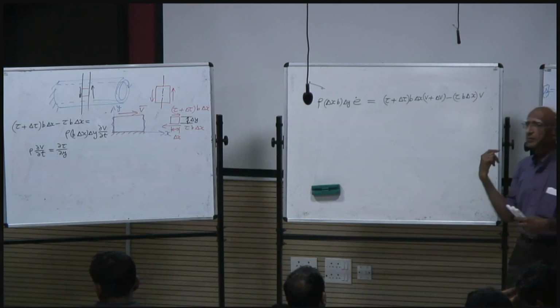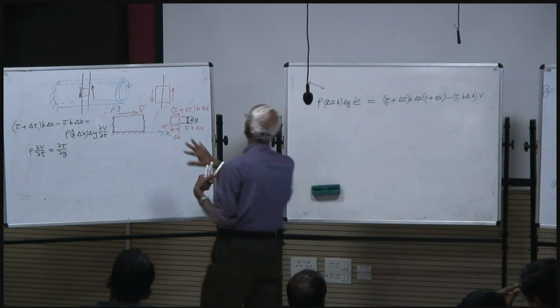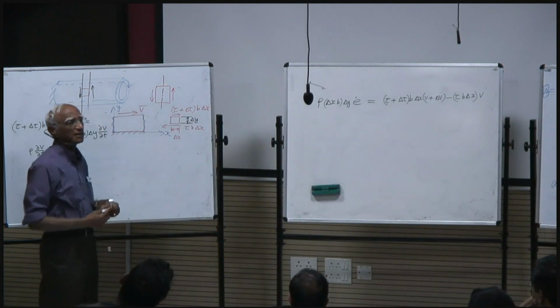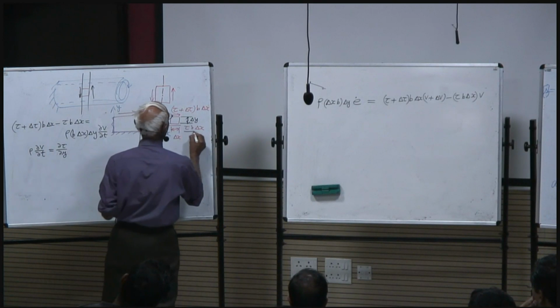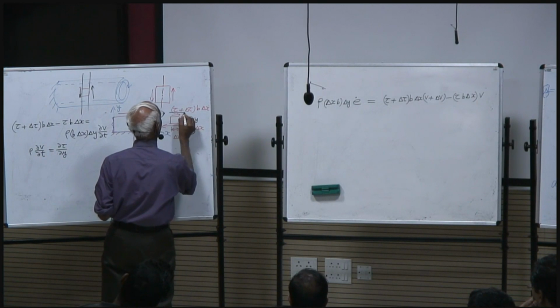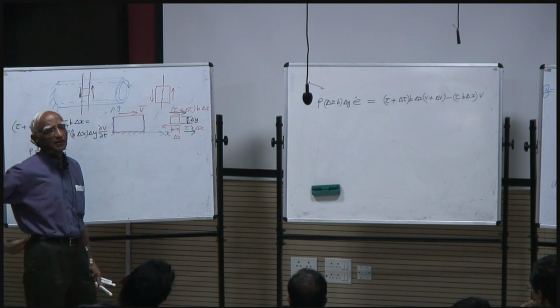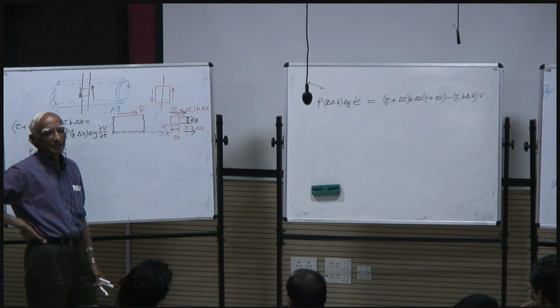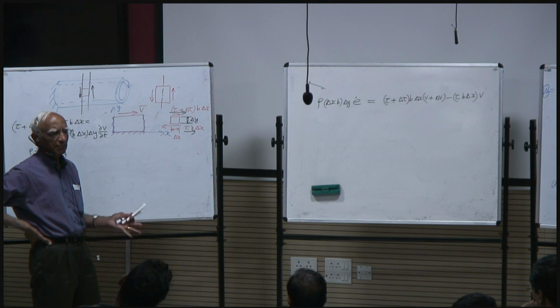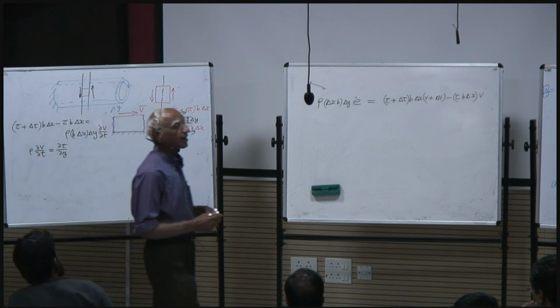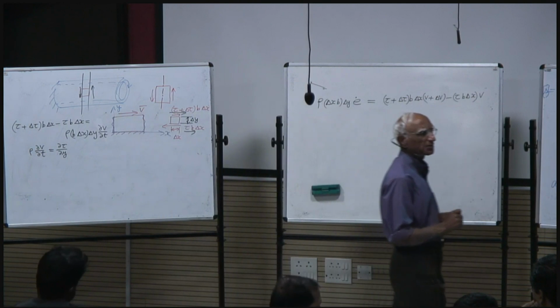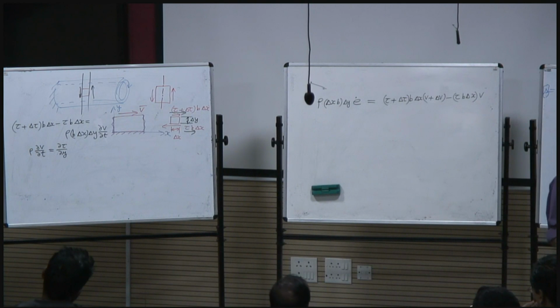In both cases, particles are moving to the right. In this case the particles are moving this way, and in this case also the particles are moving this way. So one is doing positive work, the other negative work. Does it make sense? What else can be there? What other term should we consider?